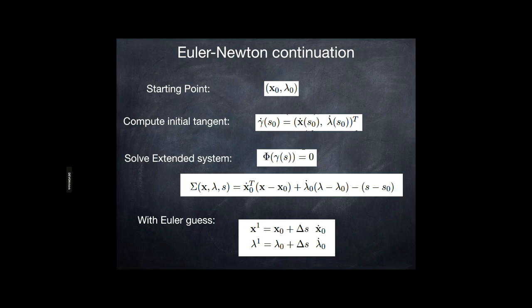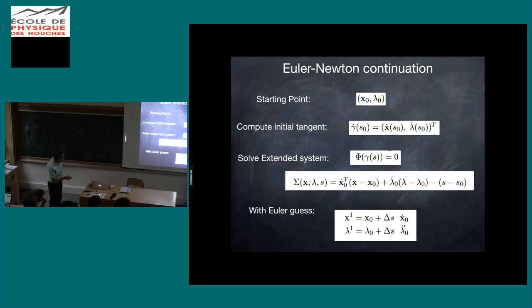And you have the Euler guess. You take this known tangent, using x0, lambda 0, then you step forward and compute the next fixed point, the next steady state on the branch. And so you follow these points on the branch, and you get part of the bifurcation diagram.